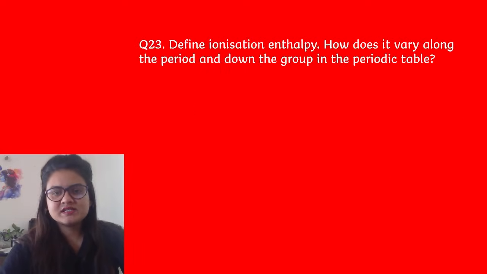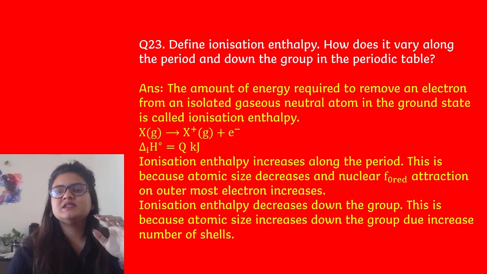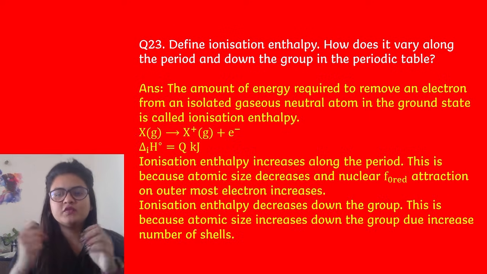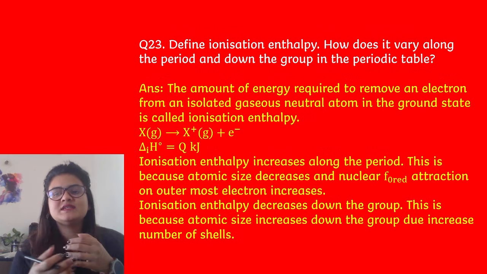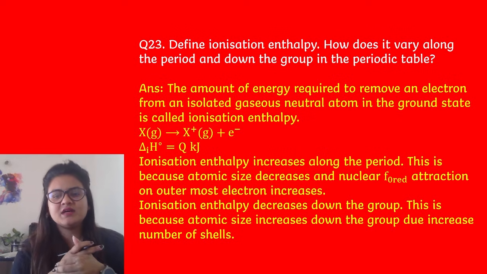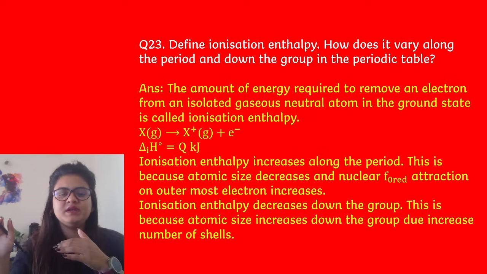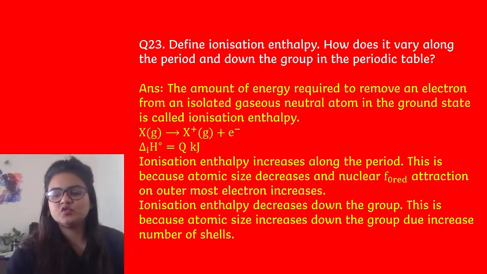Okay, next, define the ionization enthalpy. Very important question this is. How does it vary along the period and down the group in the periodic table? Basically it is the amount of energy that is required to remove one electron from the outermost orbital of an isolated gaseous atom in its ground state. It increases along the period and decreases along the group. The reason you can also go through.